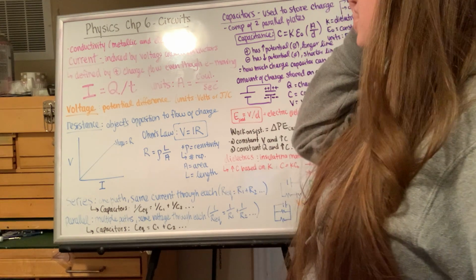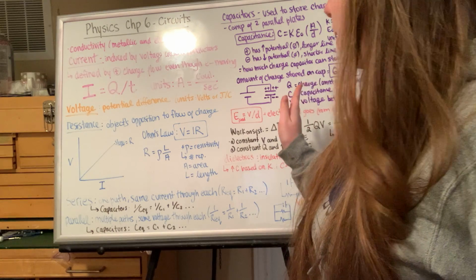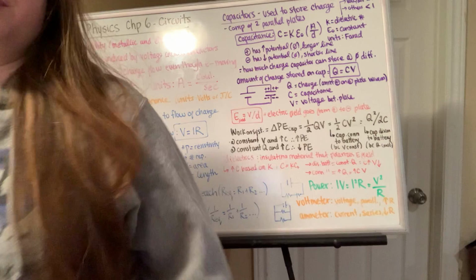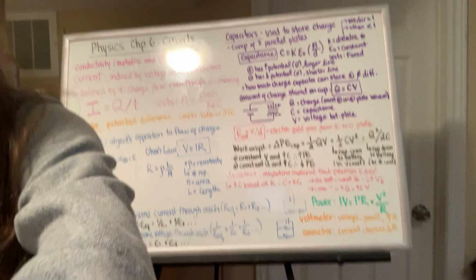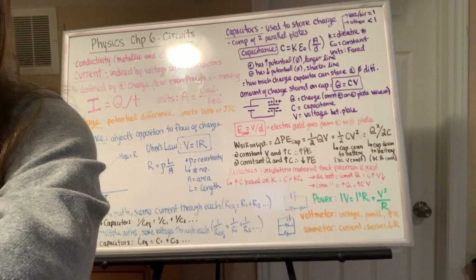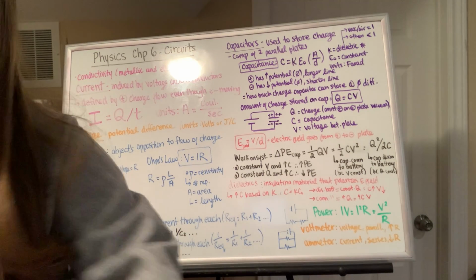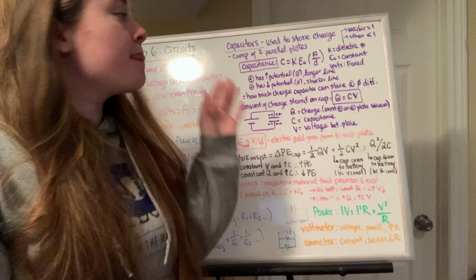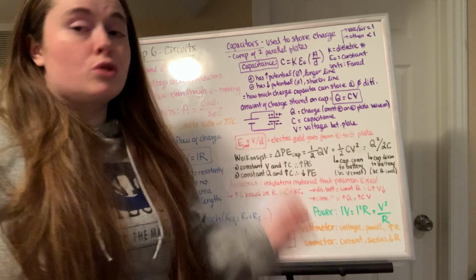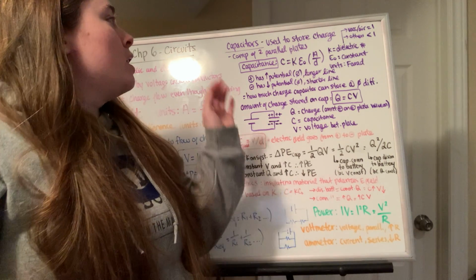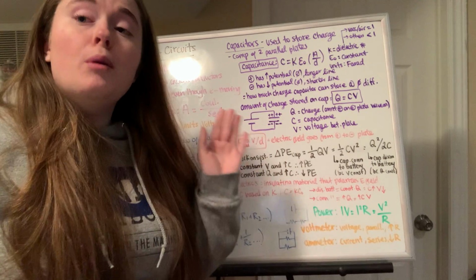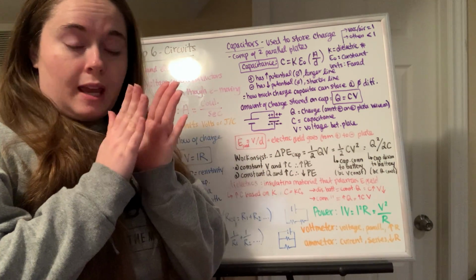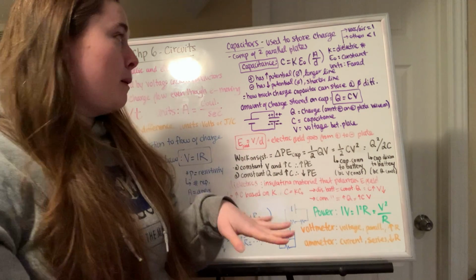Okay, so let's talk about capacitors now. I think we're ready to move on. So you can see the top of that. There we go. Okay, so capacitors are used to store charge. They are composed of two parallel plates with a space in between or with a material in between, and we'll talk about that as well.